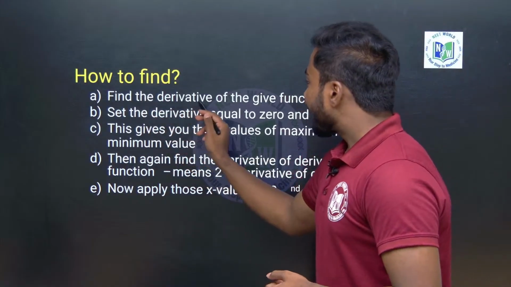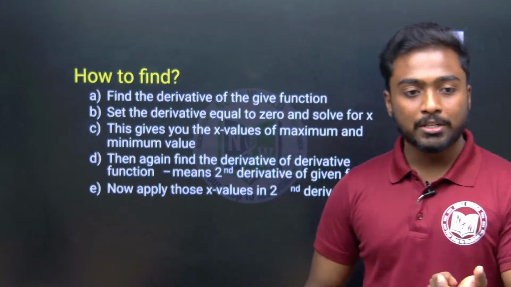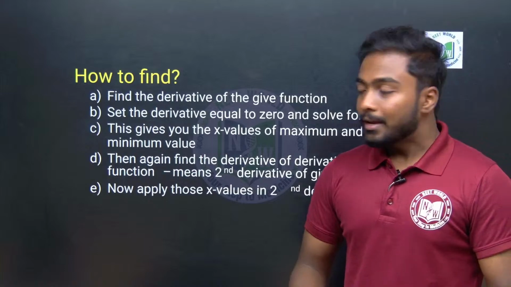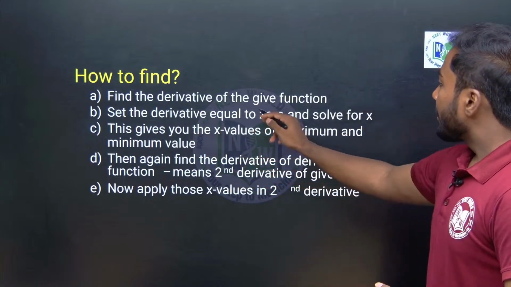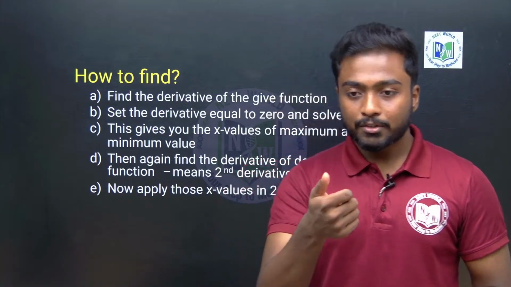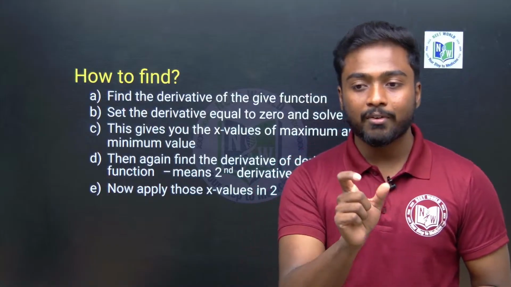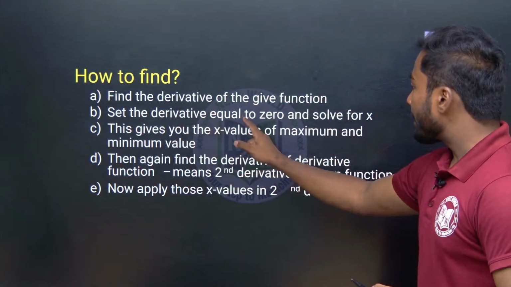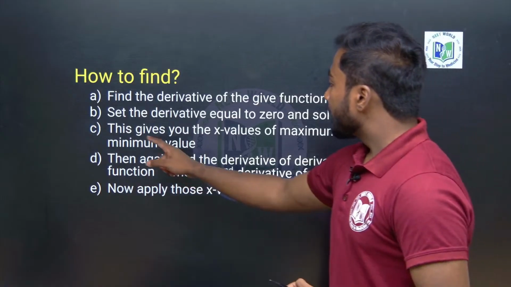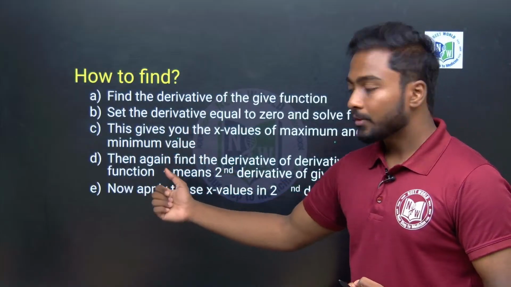Find the derivative of the given function. Suppose the function is given, f of x equals x square plus 2x. First find the derivative, then set the first derivative equal to 0 and solve for x. You will get some values for x. This gives you the x values of the maxima and minima.